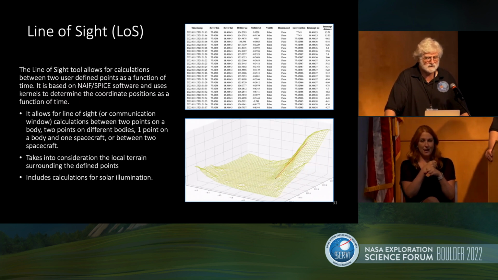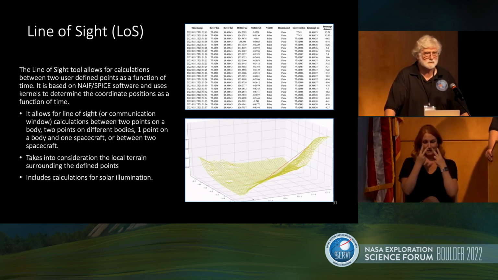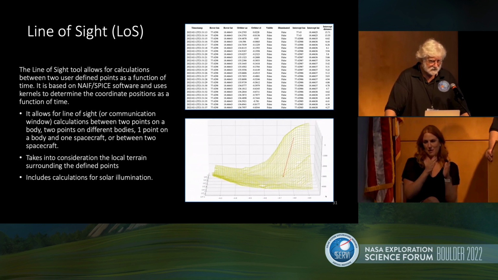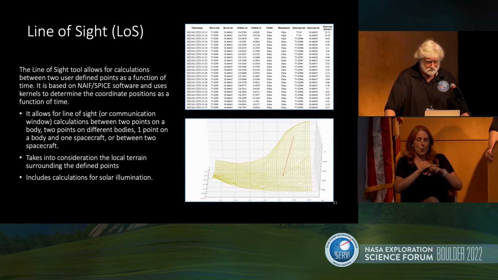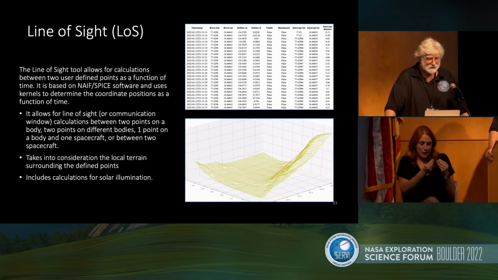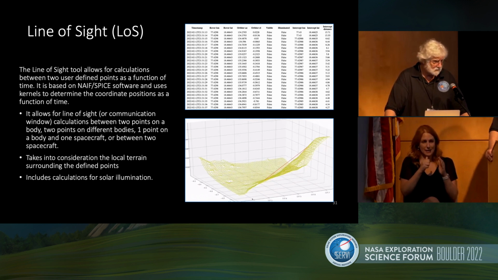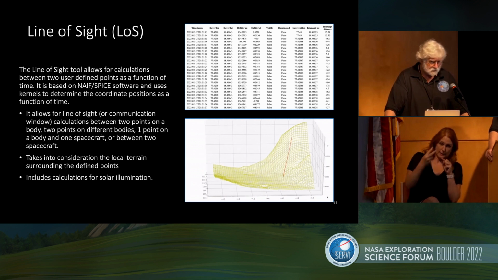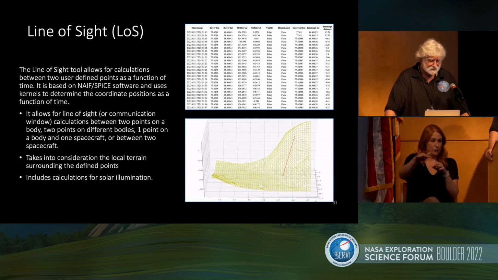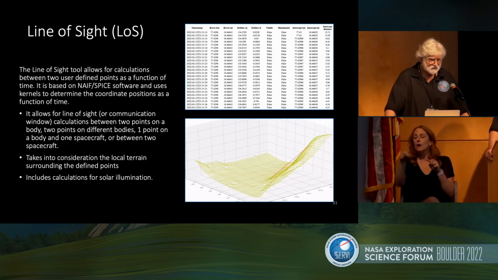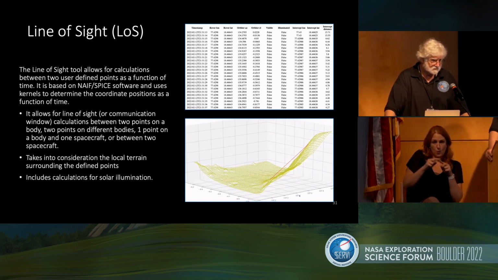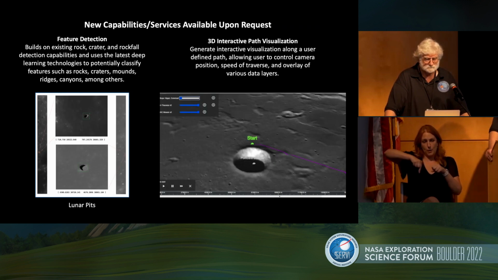And we have our new line of sight tool. This is especially useful in communications planning. It takes local topography into account. So it'll determine whether you have a clear line of sight between any location on the moon and another location on the moon, or a location on the moon and any ground station you select on Earth, or a location on the moon and an orbital relay asset, or between any two spacecraft in orbit around the moon.